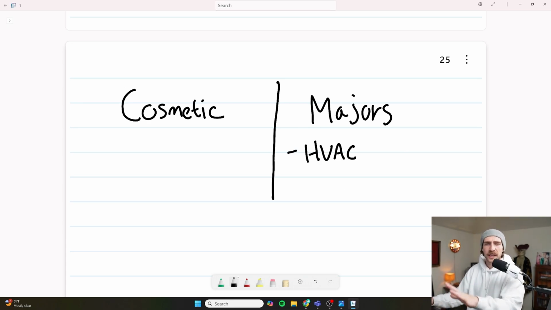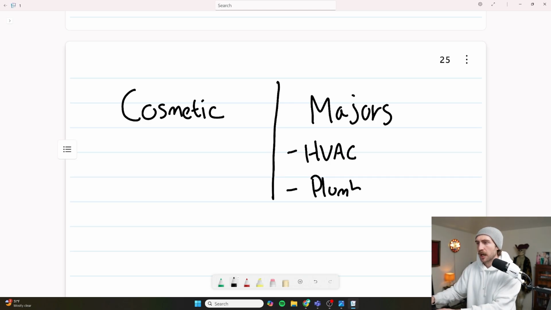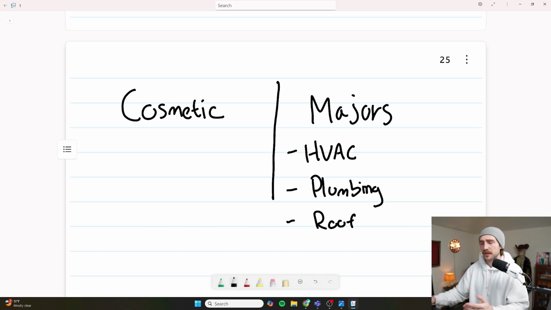A lot of old houses, guys, they don't have central HVAC. They have those like window bangers in the windows. You know what I'm saying? You're going to want to put an HVAC in there. Plumbing. A lot of houses, guys, they have those old cast iron pipes, and sometimes you're going to have to replace that with PVC. The roof. You guys know that. These old houses, they have bad roofs. You're going to have to replace that.